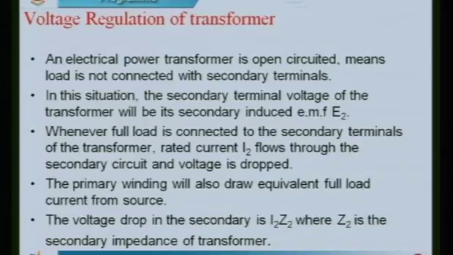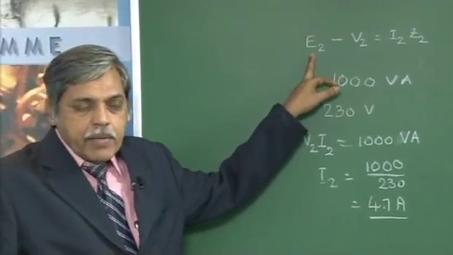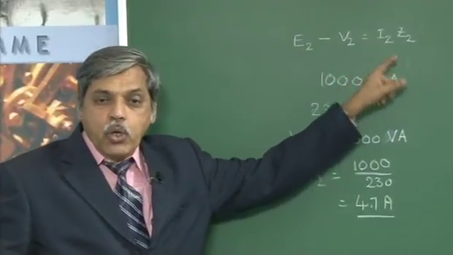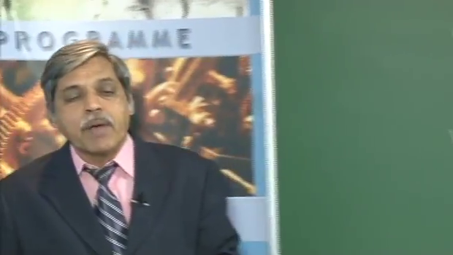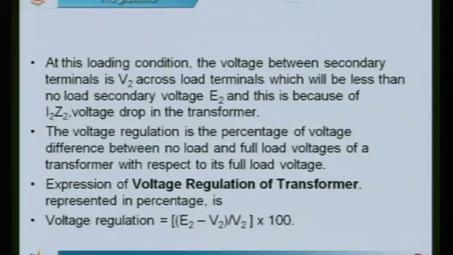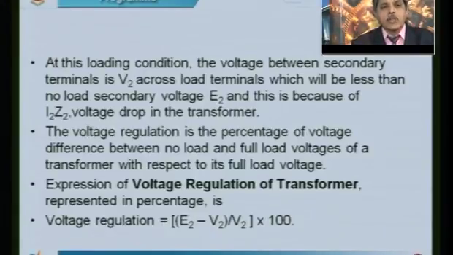Now, the voltage drop under the full load condition will be given by E2, the induced voltage in the secondary winding, and V2, the voltage I can measure when the transformer is supplying full load at the secondary terminals. When you express this difference as a percentage of full load terminal voltage, I call it voltage regulation. This is a very important property for the transformer. All transformers should have a very low value of voltage regulation. When the voltage regulation is low, we say the transformer operation will be better.